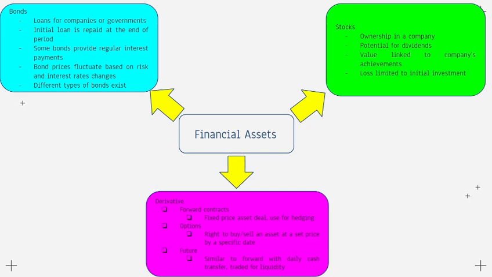For derivatives, there are three types: the forward contract, which is used for hedging; the options, which provide the right to buy or sell an asset at a set price on a specific date; and the futures, which are similar to forward contracts but traded for liquidity.